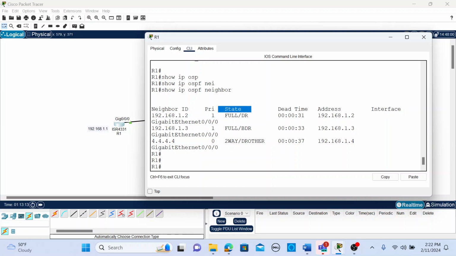Now it has become DR, and the next router wherever I have configured the OSPF protocol has become BDR. This is 4.4.4.4. It has gone to DR other state. So now you have to change the priority in order to make this router participate in DR BDR election again. I think I have covered all the points for DR BDR election.